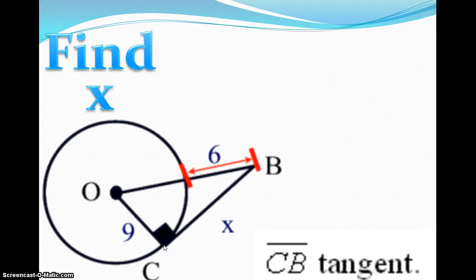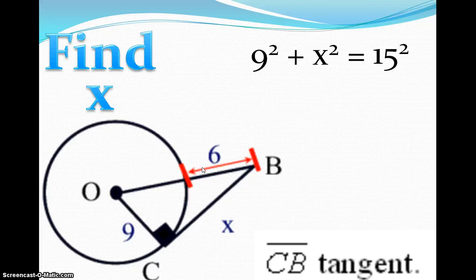Hopefully you were able to find out what x is. What you should be thinking is the Pythagorean theorem: 9 squared plus x squared is going to be equal to the hypotenuse squared. Thinking about the hypotenuse, it's not 6, obviously, but it's also an extra distance here, and you may say, well, I don't know what that is. But if you think about it, it's also the radius of the circle. So if the radius here is 9, this is also 9, so adding them together, it should be 15 squared.